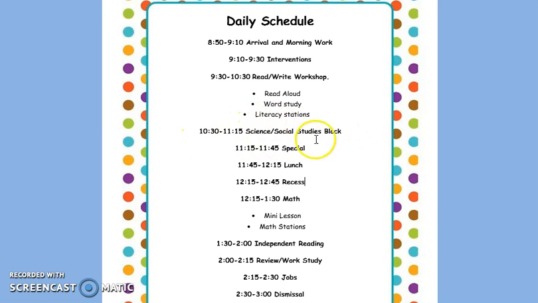From 10:30 to 11:15, we have either science or social studies. The school district has blocks for this, so we do one science unit, and then the next unit will be a social studies unit. From 11:15 to 11:45, students have whatever special they have for the day. So that's either music, art, or physical education.